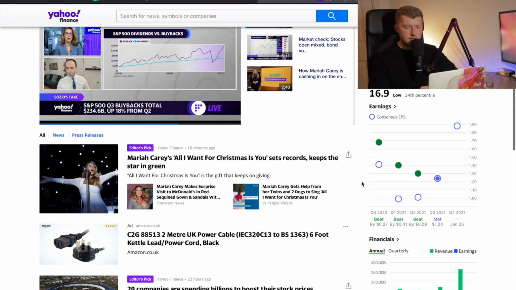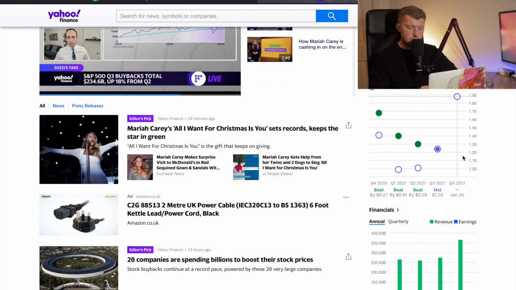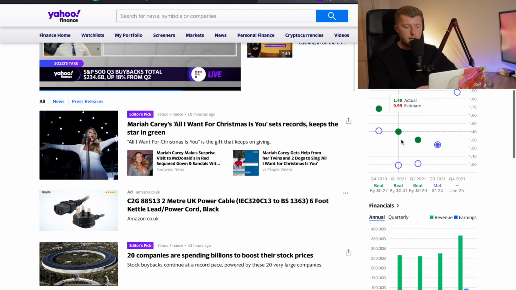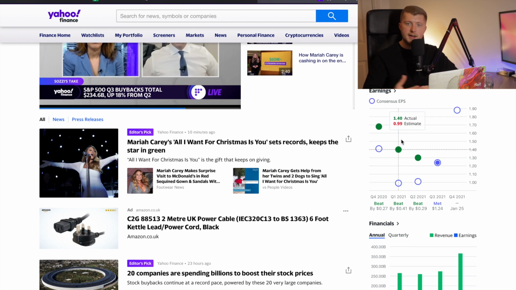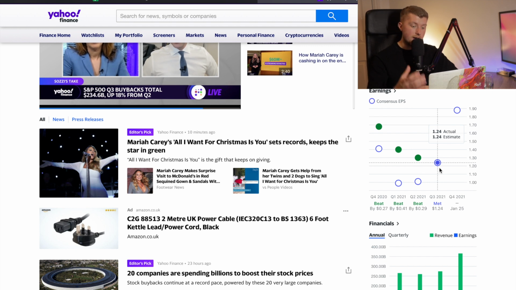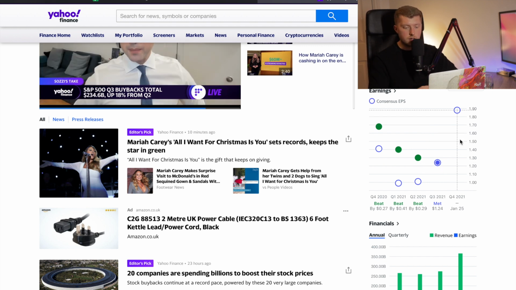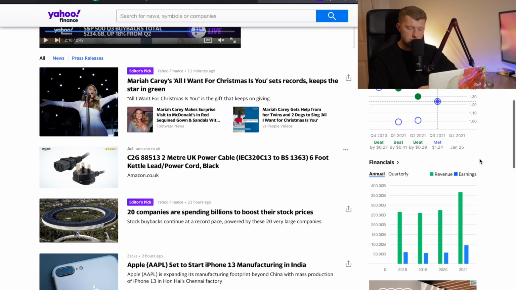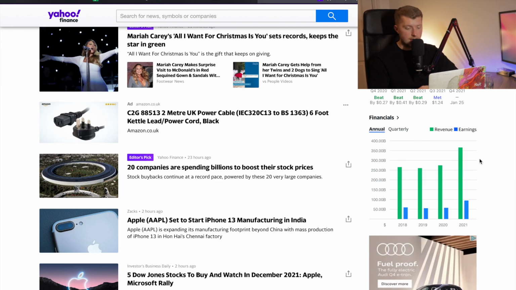Then over on the right hand side, just a couple of key things that I also like to look at is the earnings per share. Remember how I said analysts forecast earnings per share before they come out, and you can see that Apple has been beating expectations over the course of Q4 2020, Q1 2021, and Q2 2021. They were bang on with Q3 2021, and of course Q4 we are yet to find out. We'll have to wait until January 25th to get that information.